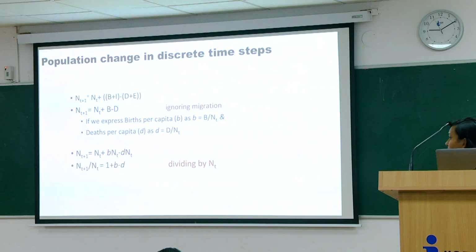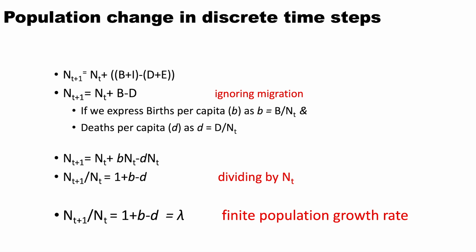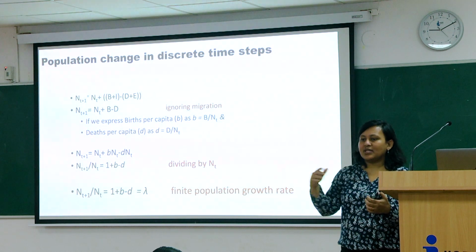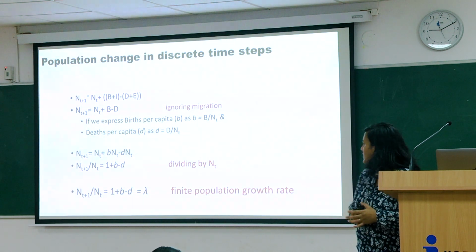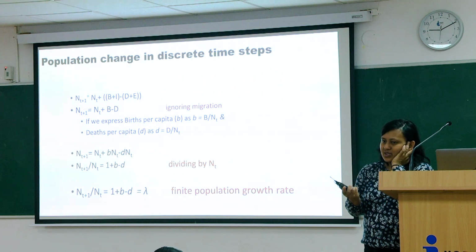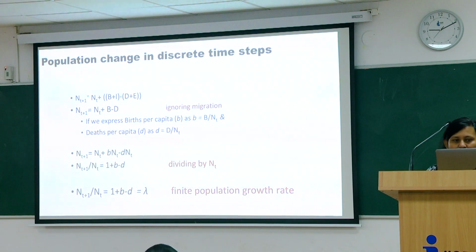And again we divide the whole equation by N. So now we have Nt, which is the second population size, divided by the initial population size, that is now 1 plus b minus d. And this is often expressed as lambda, and this whole thing is called the finite population growth rate. So basically you are expressing the change from the initial population size to the next population size, and that is expressed in terms of this equation, and it is referred to as lambda.